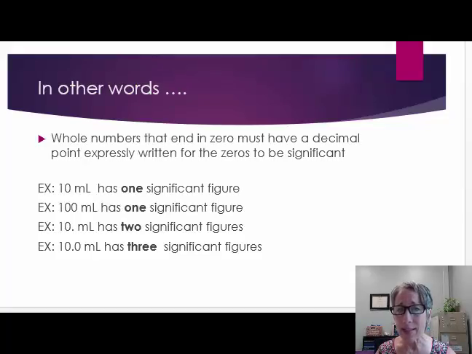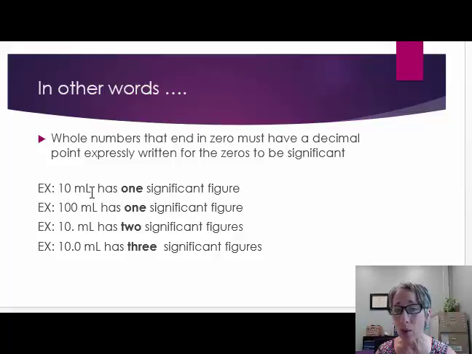When a number ends in zeros, look for a decimal point. If you see one, the trailing zeros count. If you don't see one, the trailing zeros don't count. This rule only applies to trailing zeros. Let's look at some examples of trailing zeros with and without decimal points.